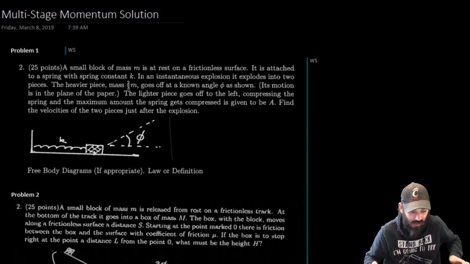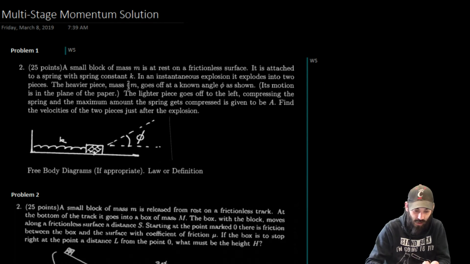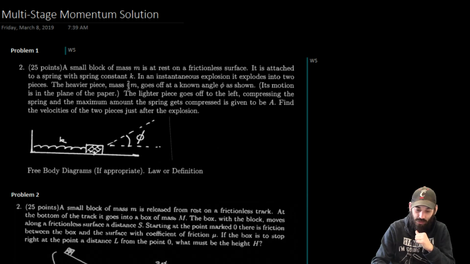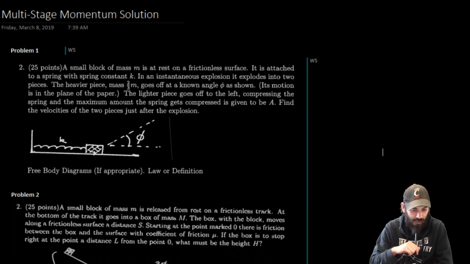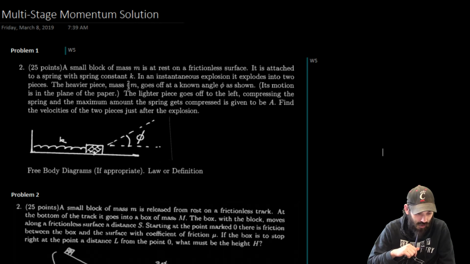This question says a small block of mass m is at rest on a frictionless surface, attached to a spring with a spring constant k. In an instantaneous explosion, it explodes into two pieces. The heavier piece, mass 2/3 m, goes off at a known angle of phi, as shown. Its motion is in the plane of the paper. The lighter piece goes off to the left, compressing the spring to a maximum amount, given to be a. Find the velocity of the two pieces just after the explosion.